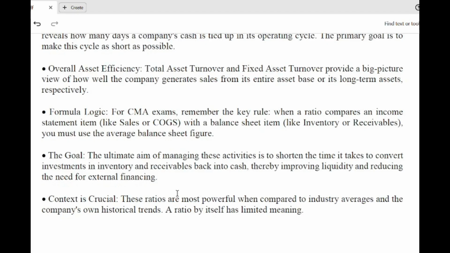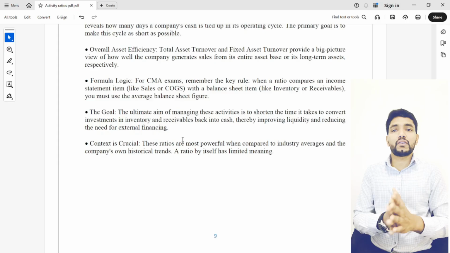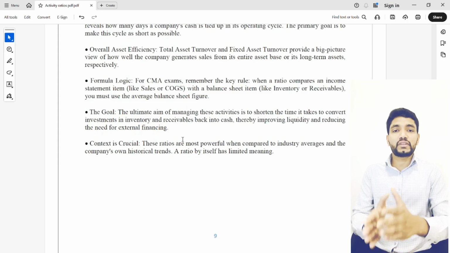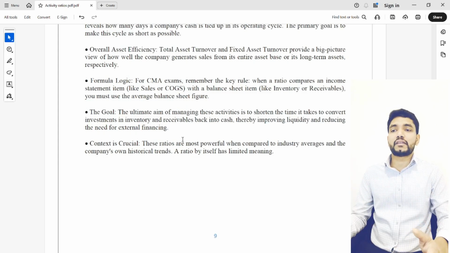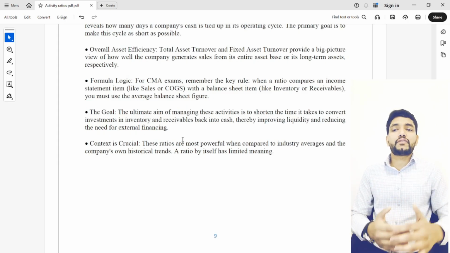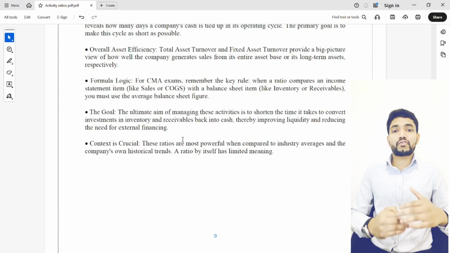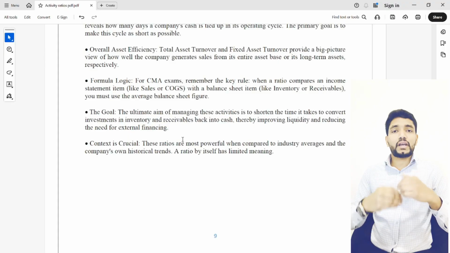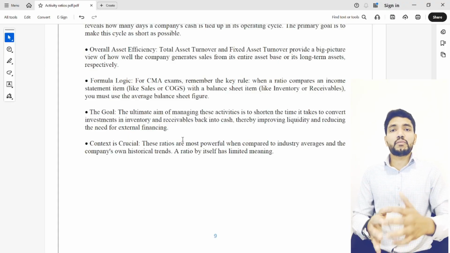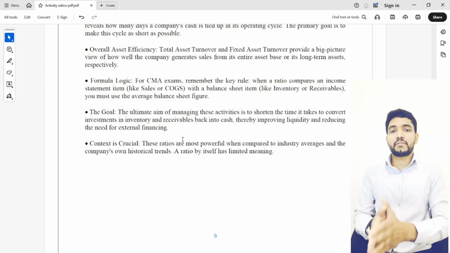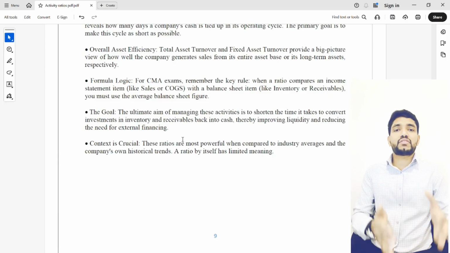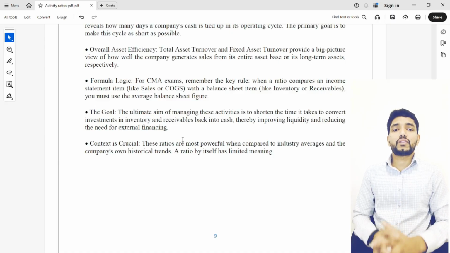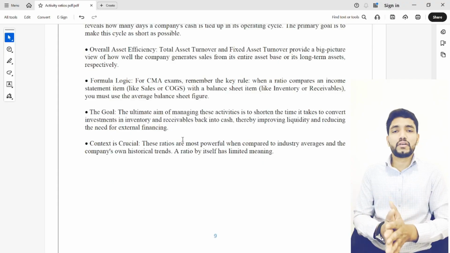Again, with all these ratios, the context is very crucial, because they should be compared with the industry benchmark or historical trend. A ratio by itself has very limited meaning, because it should be compared with the industry benchmark, the company standard, or the historical performance to get a better idea. Again, it can vary from industry to industry or company to company. So this is about the activity ratios.